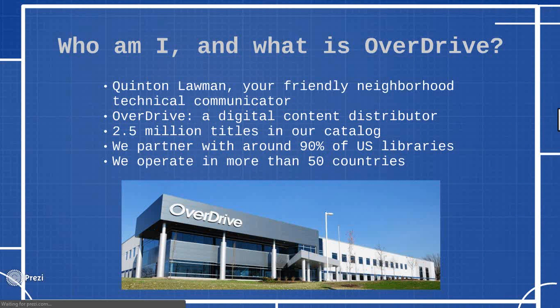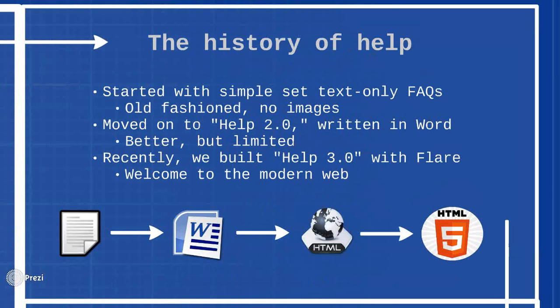Which leads me to our help site. Before I get into how we built our new help website, I would like to go over a little bit about where we came from. We started with text-only FAQs. There weren't any pictures. It was a very archaic, old-fashioned layout that lived in individual text files on each of our digital library collection websites. So each library partner has its own website you can go to get content. That's where the FAQs lived. They were kind of buried, and they were really hard to maintain.